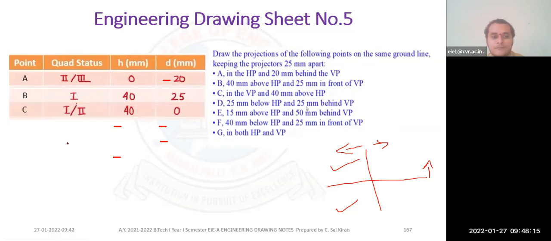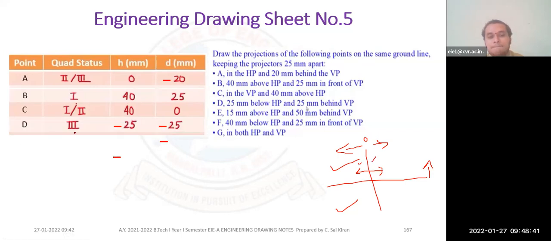Okay. And coming to C, VP is 0. Whenever VP is 0, it can be anything, and you have to see the D distance. Whenever D is 0 and H is positive, it is possible in two cases, either the first quadrant or the second quadrant. So first or second, you have to write in the table.